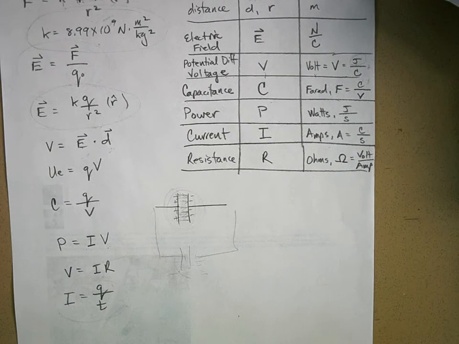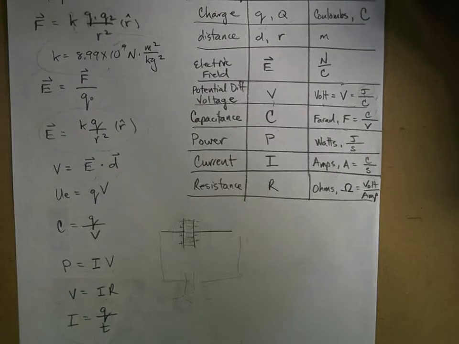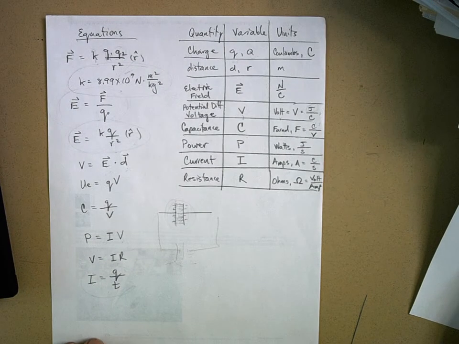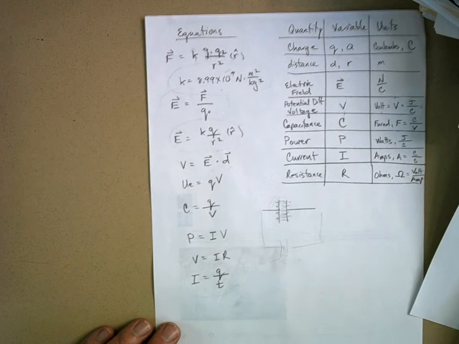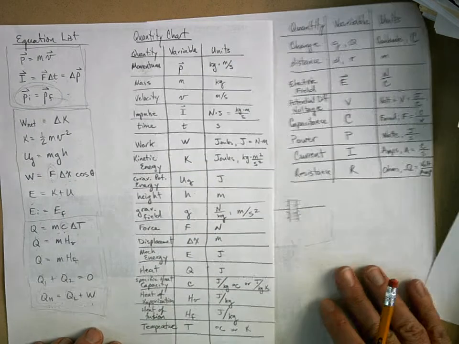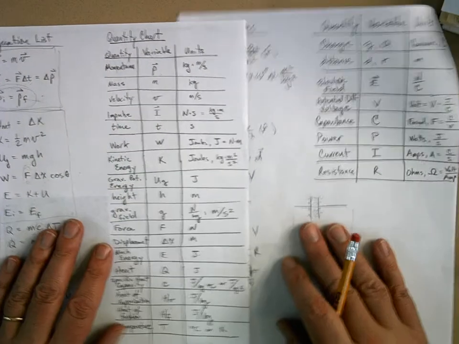All right. So here you go. Here's the equation list and quantity chart for electricity and magnetism. And here it is for the rest of the semester. I don't think I can get both of these on here. I can try. Oh, wait, maybe I can. Let's see.